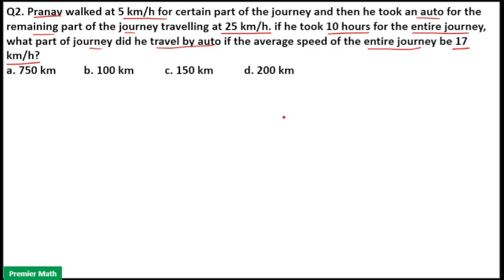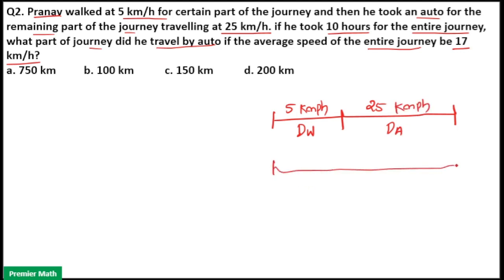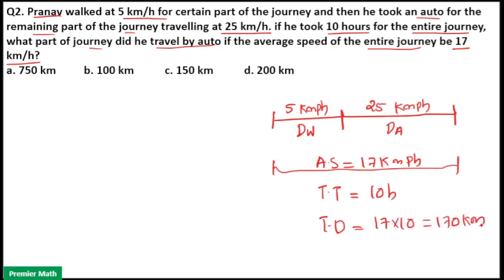Here you can see distance is not the same. Pranav walked certain distance with a speed of 5 km per hour. Then he took an auto to cover the remaining distance with a speed of 25 km per hour. And average speed of this entire journey is 17 km per hour. And total time taken to cover this entire distance is 10 hours. That means total distance he travelled is average speed into total time, that is 17 into 10, 170 km. So total distance is 170 km.